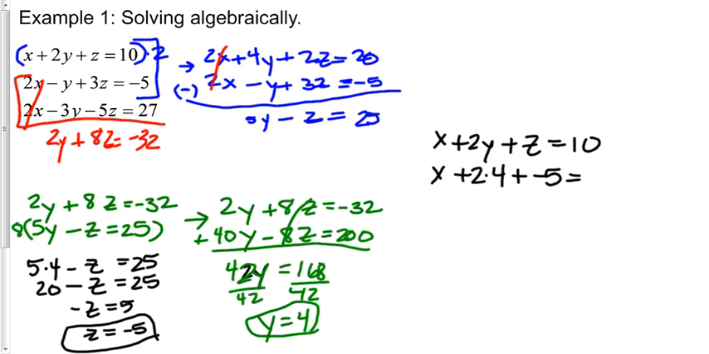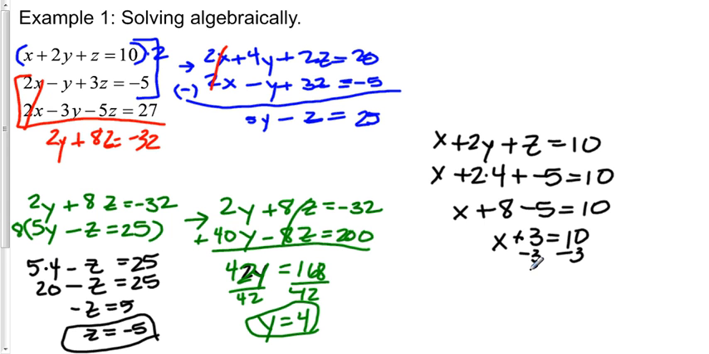I'll plug that in. Now, if I solve this, 2 times 4 is 8. 8 minus 5 is 3. So x plus 3 equals 10. I'm going to subtract 3 on each side, and x is 7.